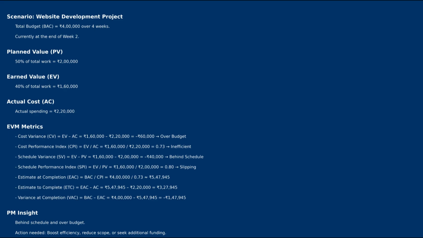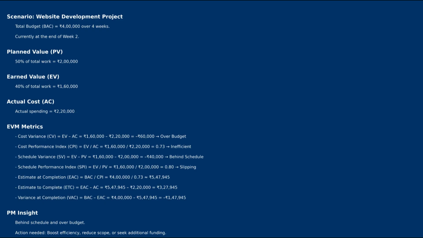You have actually earned only 40% of the work. This is the earned value. And the actual cost that you have incurred so far in accomplishing the work till date is also given here. Based on the planned value, earned value, and actual cost, you apply the EVM metrics. You find out the cost variance, cost performance index, schedule variance, schedule performance index, the estimate at completion, the estimate to complete, and the variance at completion.